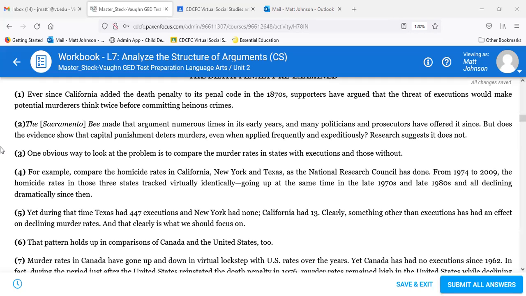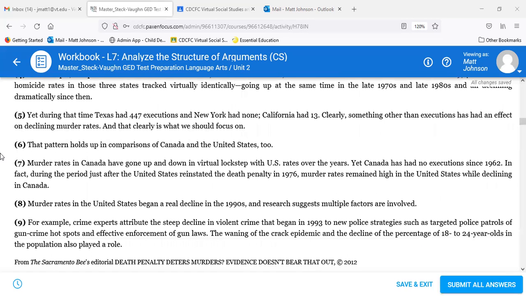One obvious way to look at the problem is to compare the murder rates in states with executions and those without. For example, compare the homicide rates in California, New York, and Texas, as the National Research Council has done. From 1974 to 2009, the homicide rates in those 3 states track virtually identically, going up at the same time in the late 1970s and the late 1980s, and all declining dramatically since then.